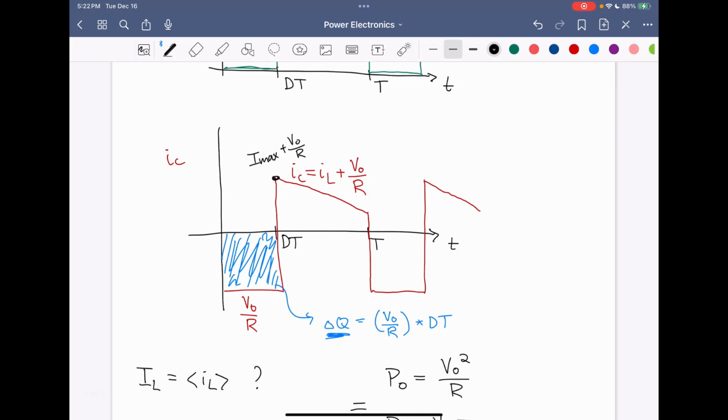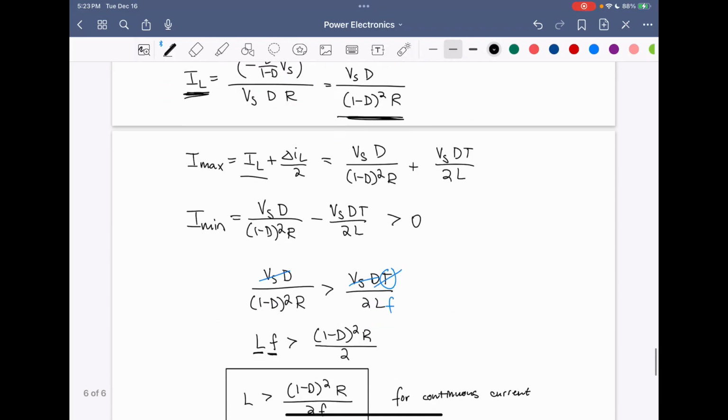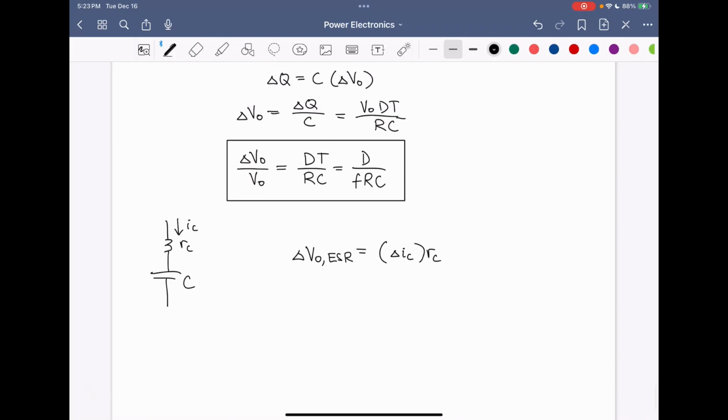So the swing in the capacitor current is equal to I max, because it's I max plus V naught over R minus V naught over R. So then the swing in capacitor current is just equal to I max, which is the maximum inductor current. So therefore, we can substitute in I max for delta IC. And this is the contribution of the ESR to the output voltage ripple.